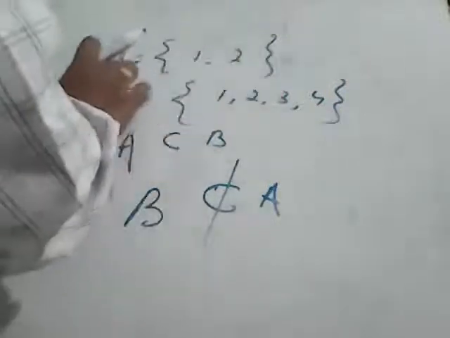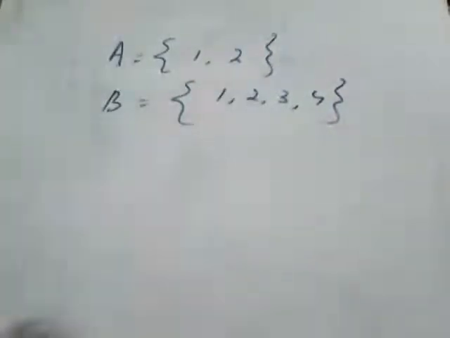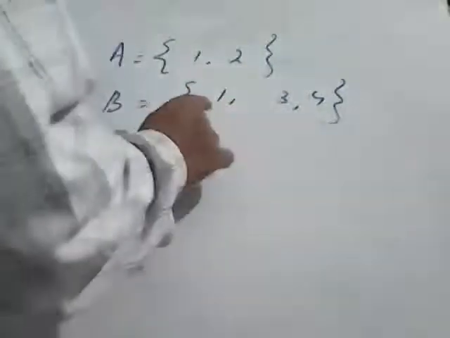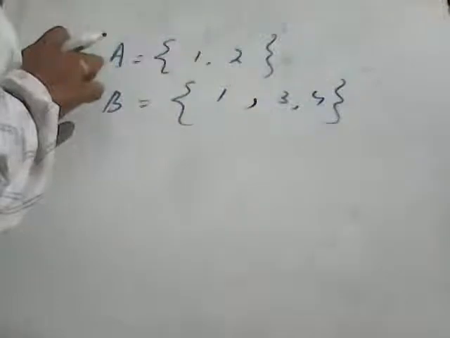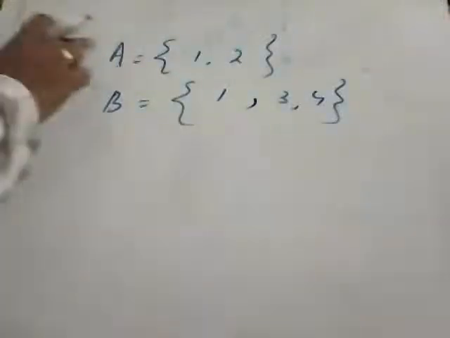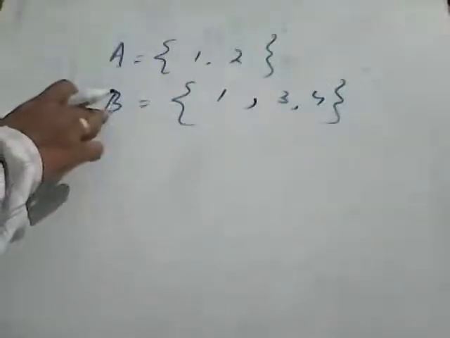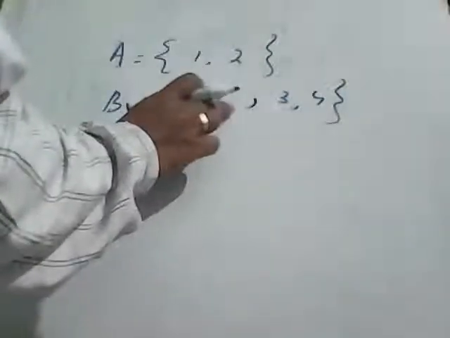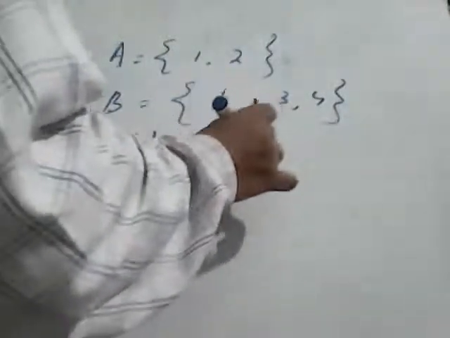Suppose I will write here A, B in this way. I want to change to new sets. Suppose here B is like this: 1, 3, 4 in set B. Now tell, is A a subset of B? No. A is not a subset of B. What is the reason? 2 is not in set B. So in this case, A is not a subset of B.